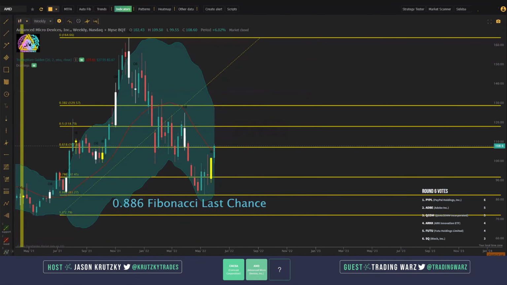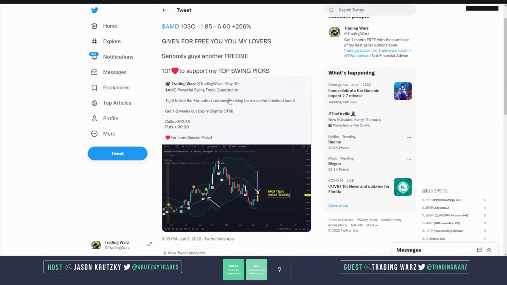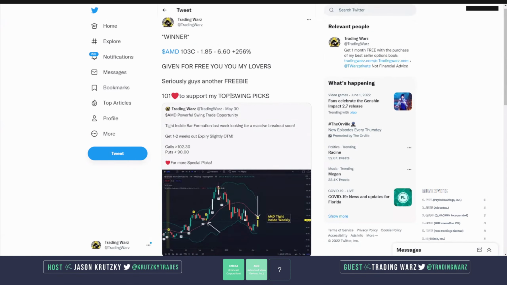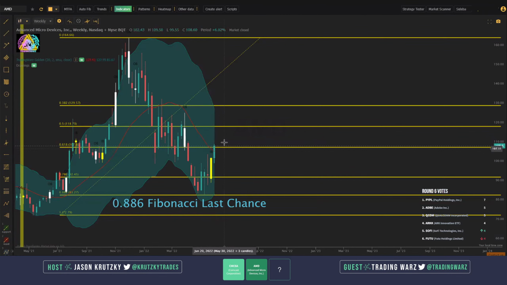So let me just go quickly to the Twitter here. So AMD. This is some of the work that I do on Twitter. This was posted on the weekend. We had this inside bar, right? And we have it right here, same inside bar setup. So this is exactly what I love doing. So I waited for this inside bar to pop up on the weekly. And I did the same thing we just talked about. I used that breakout method.